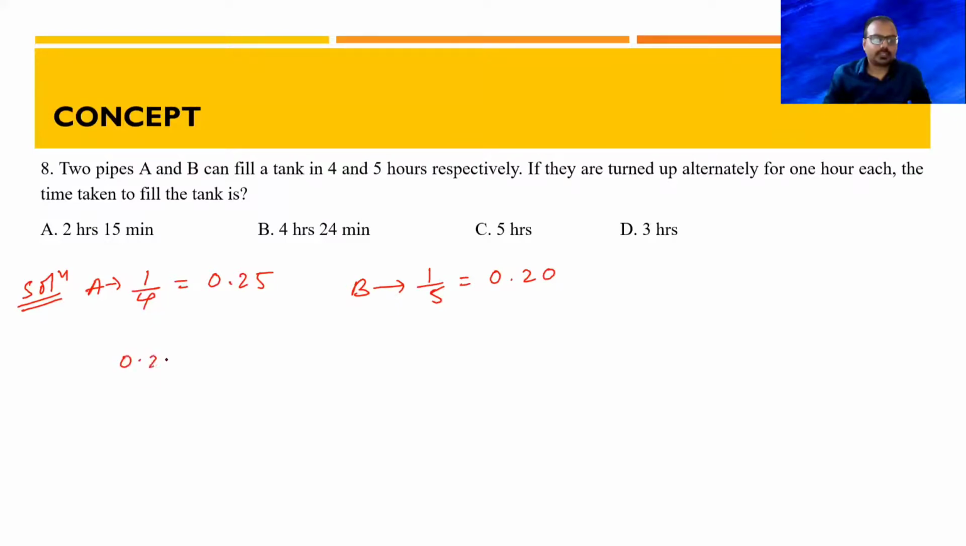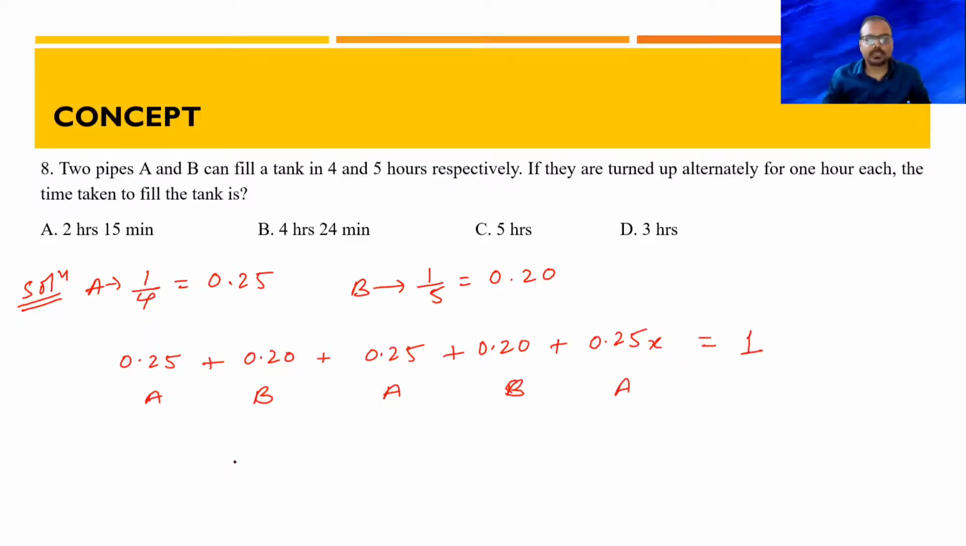So first hour A will work, followed by second hour B will work, then again A will work, then again B will work, followed by A will work for X time to fill the complete tank. Now as you see in this repetition, from here to here it is 0.9 plus 0.25x equal to 1.